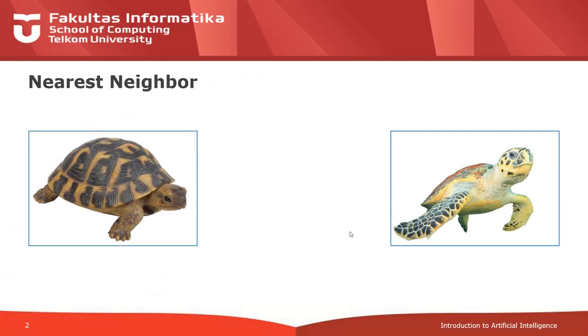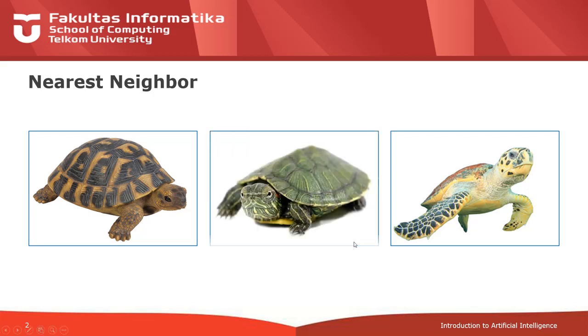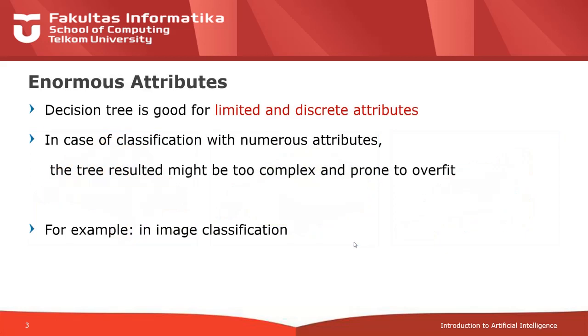So imagine that a computer is tasked to compare or to learn what this is. Okay, so we know that this is total, right? Previously we have learned about decision tree. Decision tree is good for samples that have limited and discrete attributes.